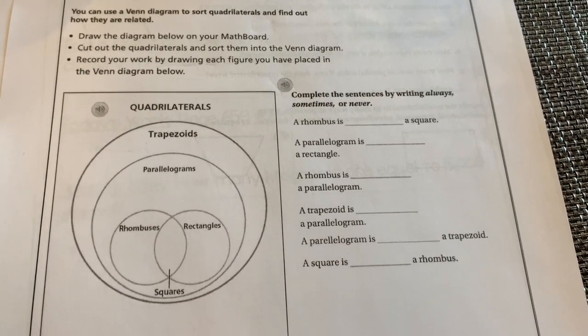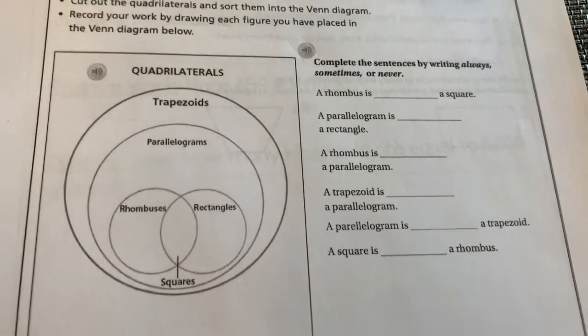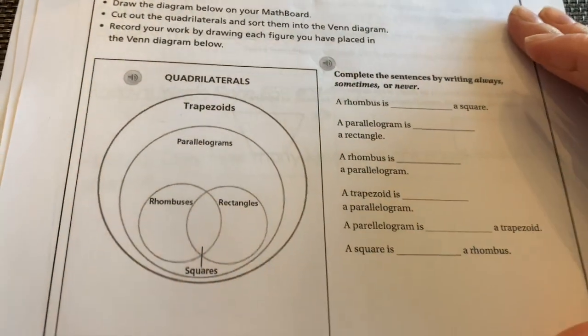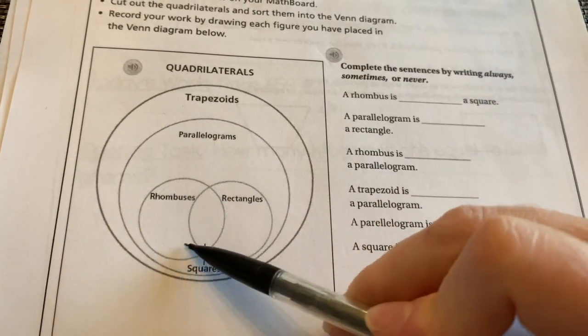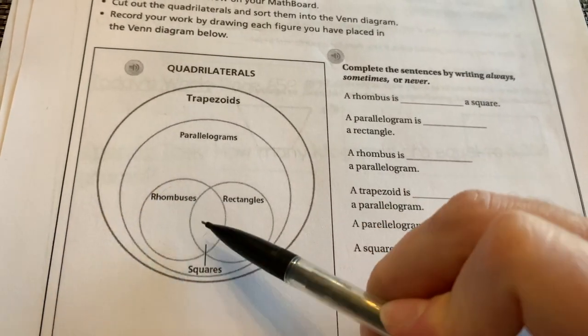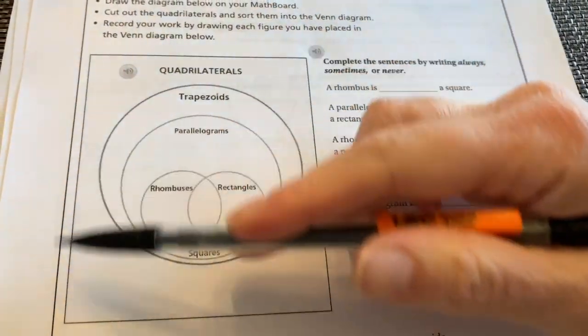I'm going to complete the sentences. The first one is that a rhombus is blank a square. So is it always a square, sometimes a square, or never a square? So here's my rhombus circle. Actually, I'm sorry, the quadrilaterals are the biggest.